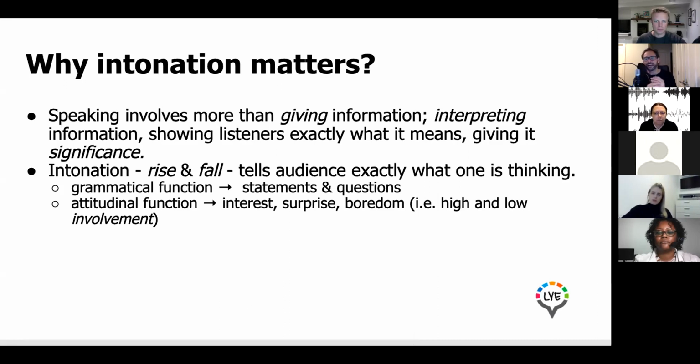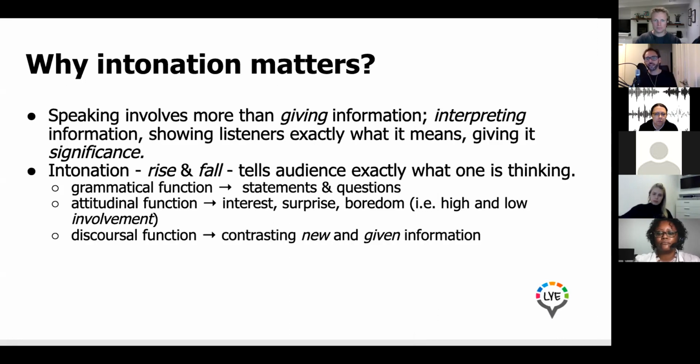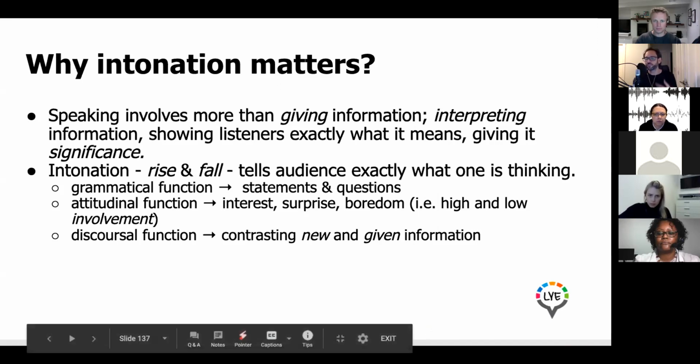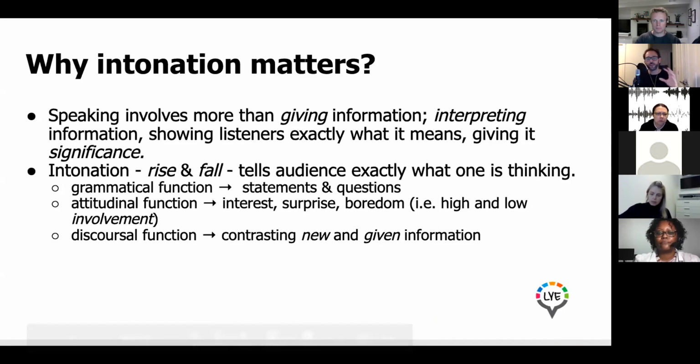There's a lot of understanding the attitudes of the speaker. And the only way for us to truly come to terms with attitude is to understand intonation, when our intonation means interest, when it means surprise, when it means that we are bored. It also has a discursive function, something we looked at when we were talking about stress, when we are contrasting new information with given information.